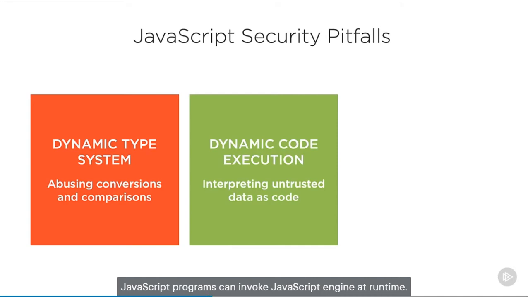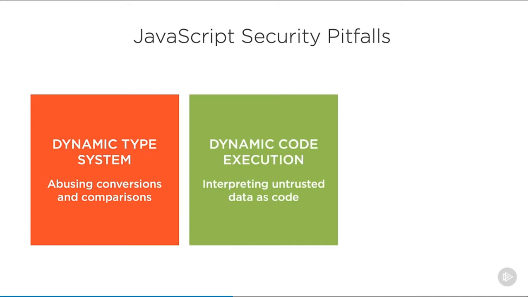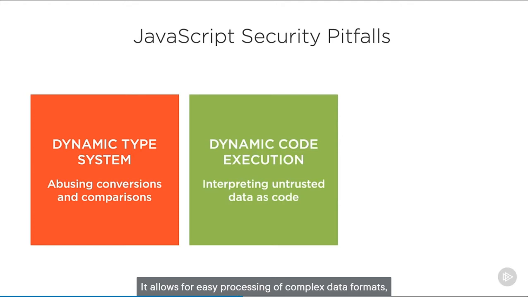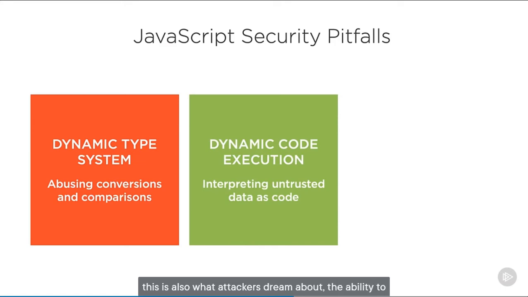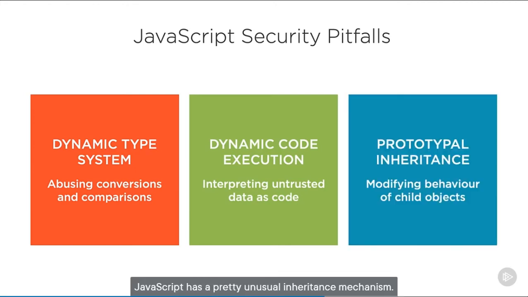JavaScript programs can invoke the JavaScript engine at runtime. It sounds like a really powerful feature, and it is. It allows for easy processing of complex data formats, such as mathematical formulas, or implementing applications that users can extend with their own JavaScript code. Unfortunately, this is also what attackers dream about: the ability to inject their code into your application.